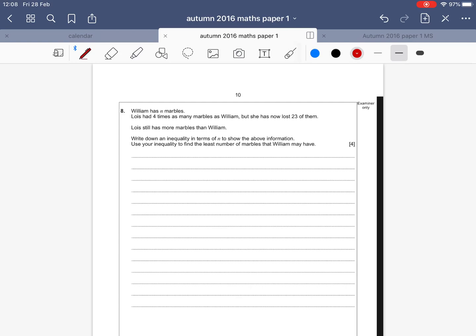Question 8. William has n marbles. Lois has 4 times as many marbles as William, but now she's lost 23 of them. Lois still has more marbles than William. Write an inequality, which is like an equal sign, it's just a more than or less than sign, in terms of n to show the above information. Use your inequality to find the least number of marbles that William may have. So if William has n and Lois has 4 lots of n, but then loses 23, that would be 4n minus 23, but she's still got more. So 4n minus 23 is still bigger than n.